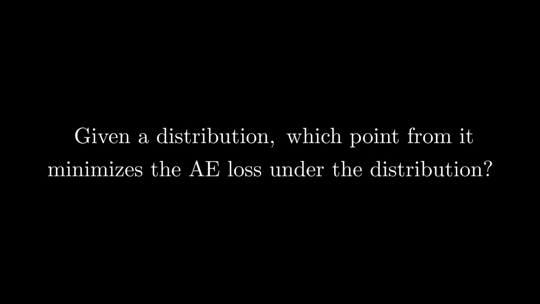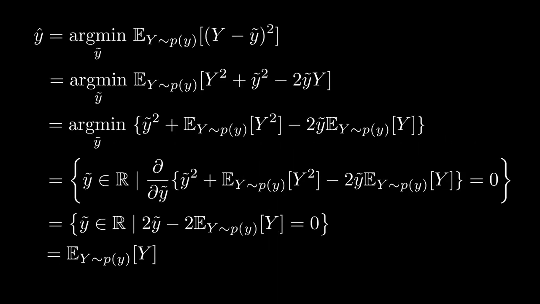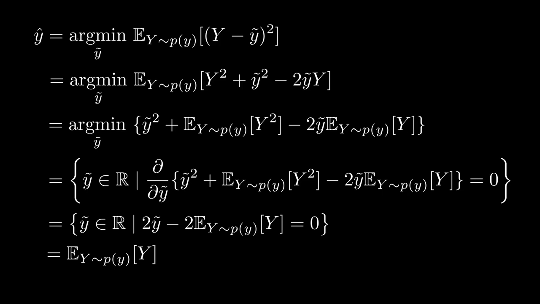In this episode, what we will learn is which point from a distribution minimizes the absolute error loss under that distribution. In other words, in a competition where the error metric is mean absolute error, which point should be submitted as point forecast? The way we will answer this question is by having a mathematical derivation similar to the one we had in the previous episode. I recommend that you watch that episode for a visual intuition behind the derivation and also for the meaning of related but different symbols such as y, y hat, y tilde that will be used in our derivation.